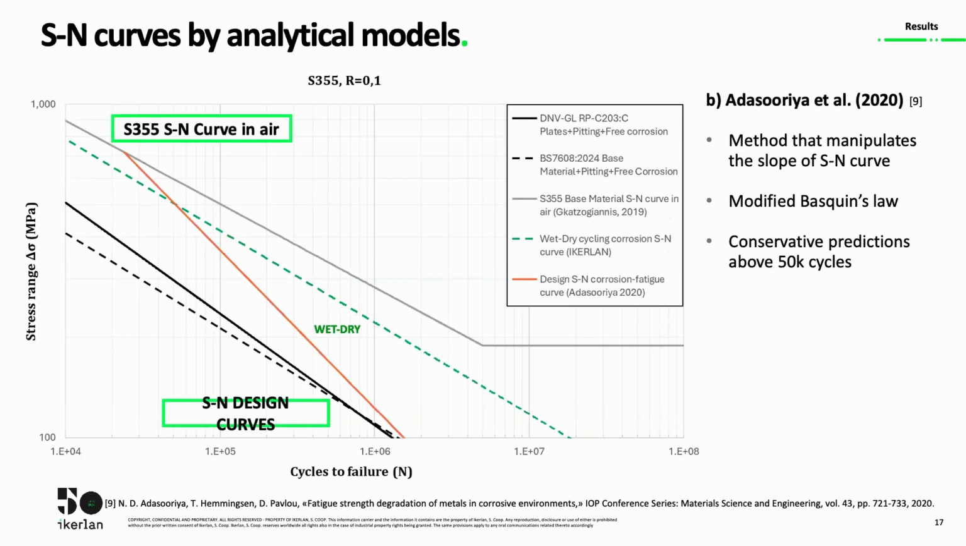In the next case, we employed the method proposed by Aldazorrilla. In this method, the author manipulates the slope of the SN curve using a modified Basquin's law. In this case, the prediction obtained produced conservative predictions above 50,000 cycles.